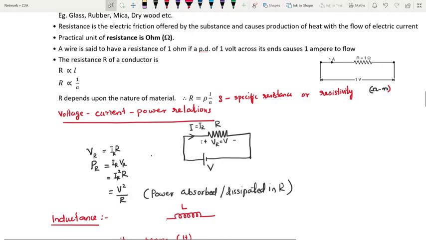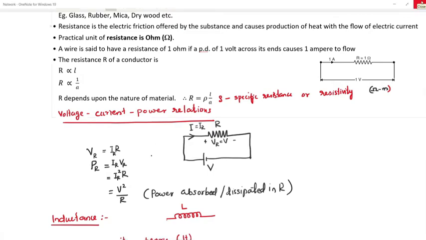In a similar way, the power loss or power dissipated in a resistor is current into voltage, that is, the current through the resistor and the voltage across the resistor. As VR is equal to IR into R, we can write this expression: PR is equal to IR square R. We can also derive it in this form: the power dissipated or absorbed in resistor R is V square by R. So this is the voltage-current relation in the case of a resistor.